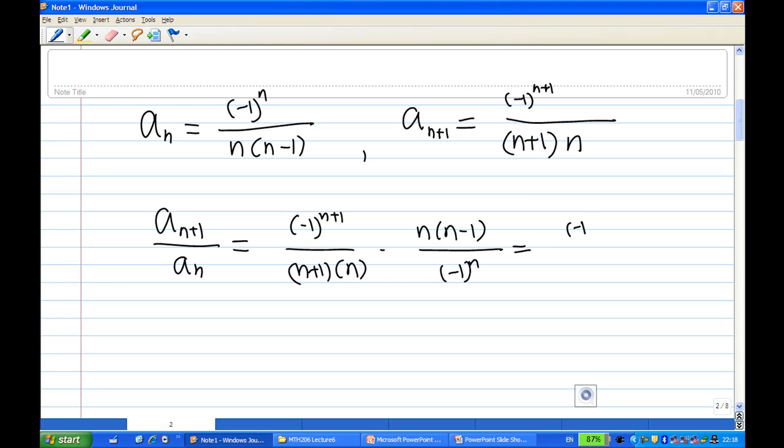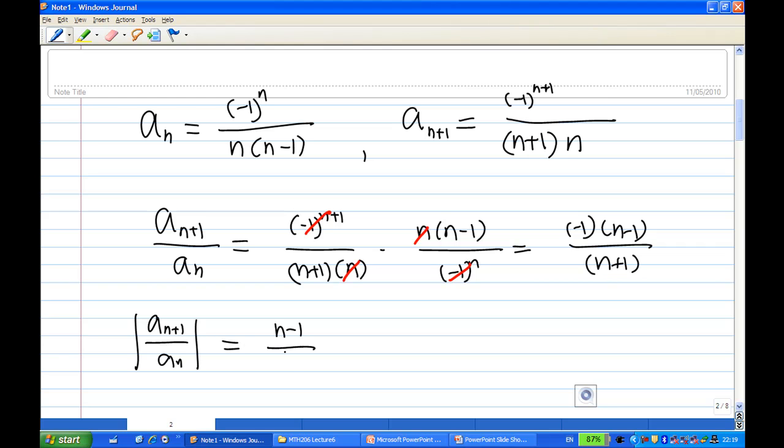So after cancellation, you get minus 1, and n and n cancel. Minus 1 and (minus 1) to the power n cancel, and that's why we get minus 1 left, over n minus 1 times n plus 1. When you take the absolute value, this will be n minus 1 over n plus 1. Divide everything by n, you get 1 minus 1 over n over 1 plus 1 over n. And when n goes to infinity, this goes to 1 minus 0 over 1 plus 0, which is 1.